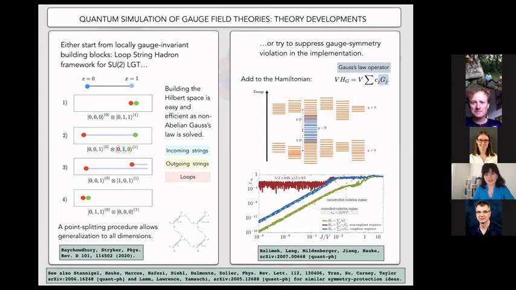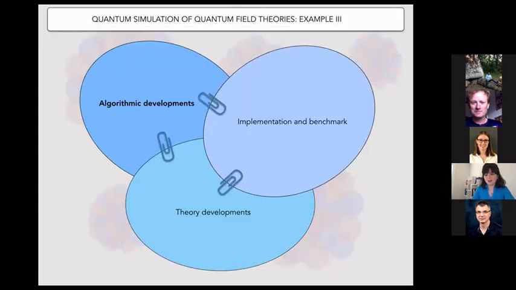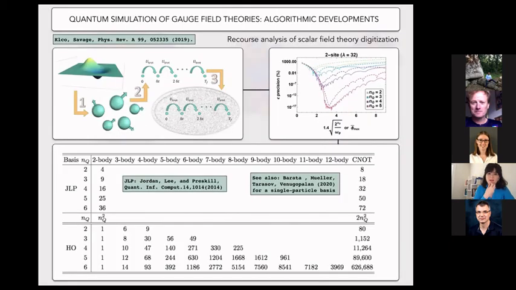All right, so what about algorithmic development? What exactly do I mean by that? Well, if you think about scalar field theories, for example, this is an example from, again, Martin Savage's paper on digitization of scalar fields. And again, because we're talking about scalar fields, we have to digitize them and we have to put a cutoff on whatever Hilbert space, however we define it.